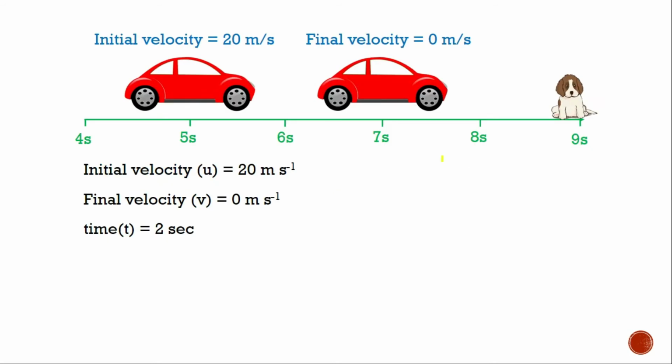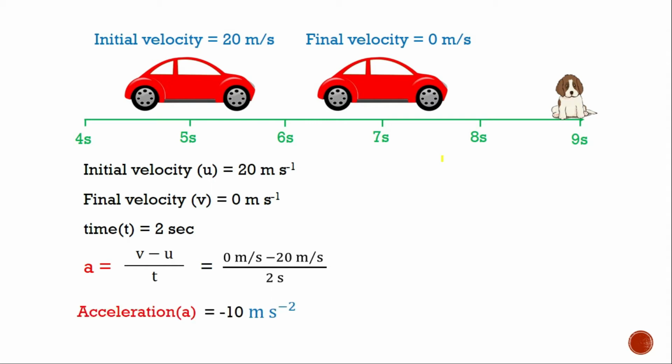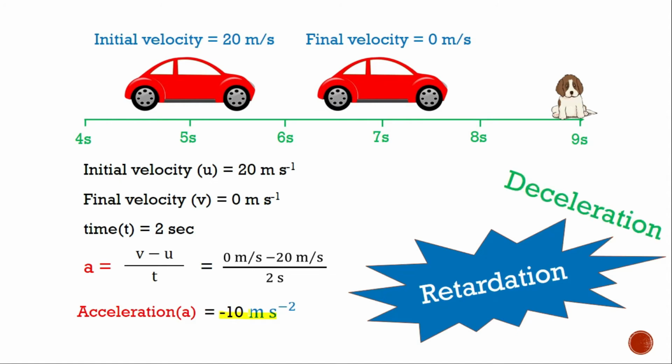If we try to find the acceleration here by applying these values in the formula, you will see that the acceleration will be negative, which is minus 10 meter per second squared, where this minus sign tells us that the velocity is decreasing at the rate of 10 meter per second every passing second. Now this special case of negative acceleration is also known as retardation or deceleration, and thus you can also say that this car is retarding or decelerating at the rate of 10 meter per second squared.